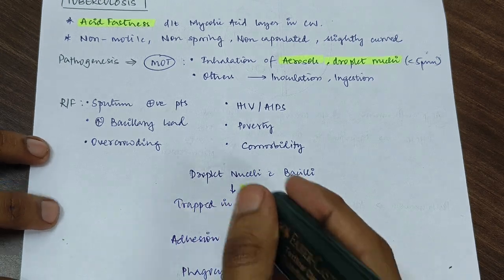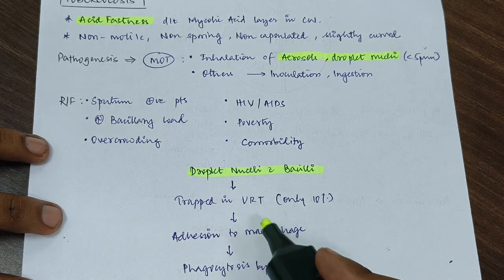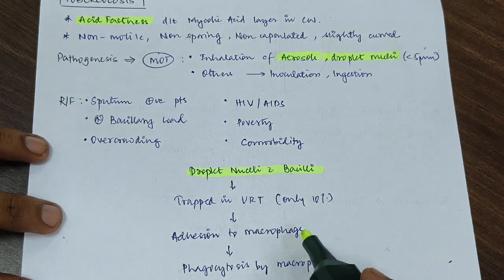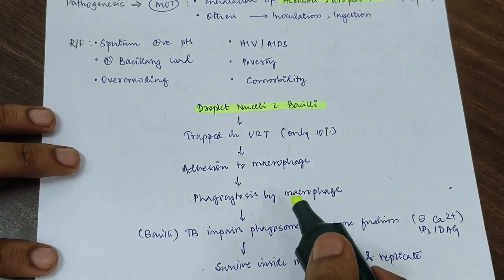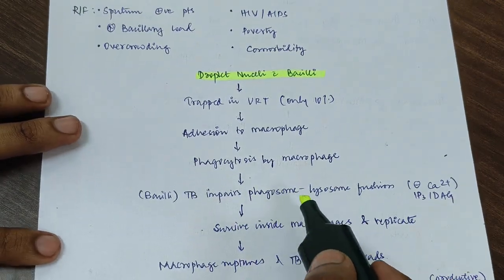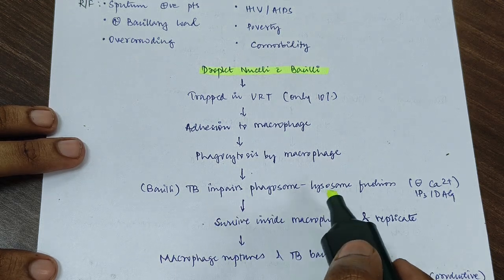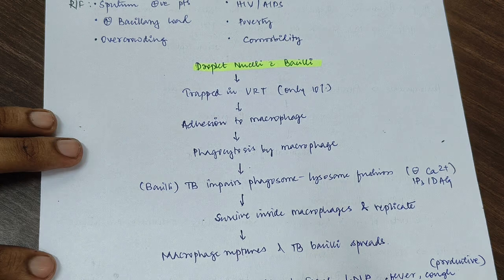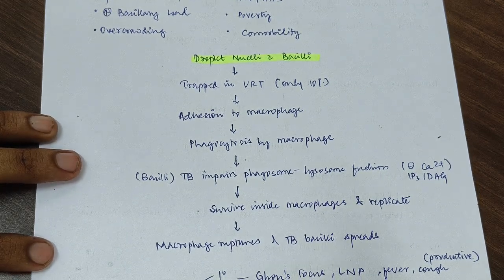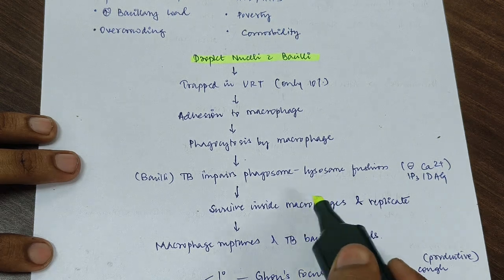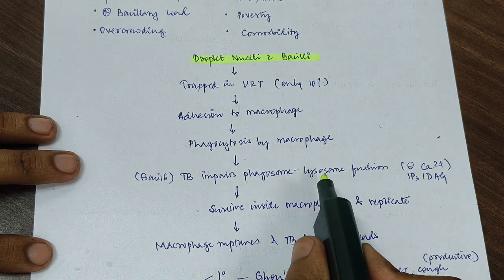What is the pathogenesis? Basically, the droplet nuclei with the bacilli are trapped in the upper respiratory tract. After getting trapped, they adhere to the macrophage near it. This macrophage will not sit quietly; it does phagocytosis of that particular bacilli. But after entering the macrophage, the TB bacilli impair the phagolysosome fusion, which I have told in the acute inflammation. To destroy a pathogen or any foreign body, the macrophage forms a phagolysosome, which releases enzymes and kills the bacteria. But this particular step is inhibited.